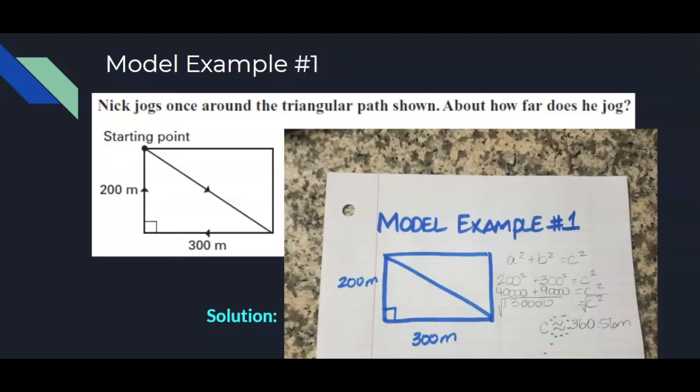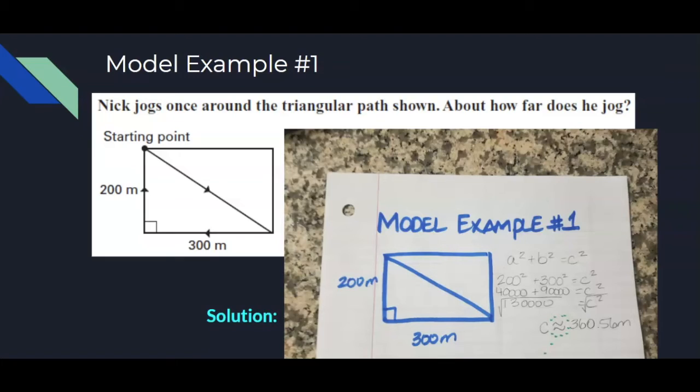Model example number 1. Nick jogs once around the triangular path shown. About how far does he jog? When you see the word about in your problem, that's a clue that your answer will not be a whole number. It will be a decimal that you will need to approximate.